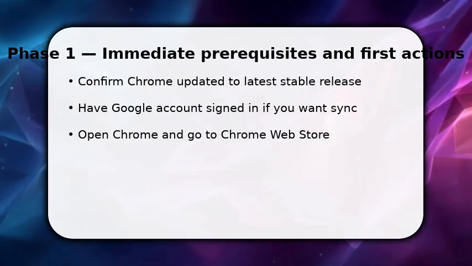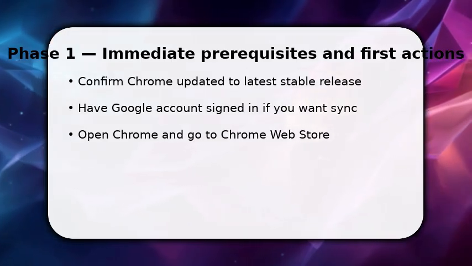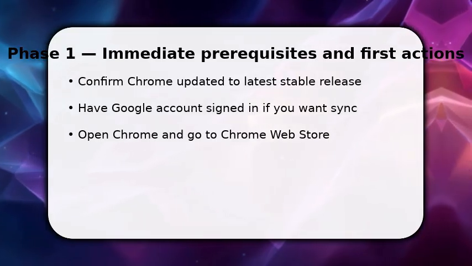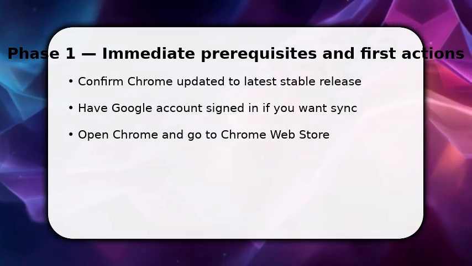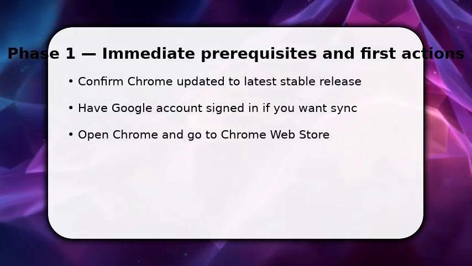You start by making sure Chrome is up to date. That reduces compatibility issues. Once done, sign into your Google account if you want extensions to sync across devices. Now open Chrome and navigate to the Chrome Web Store. Use the address bar, type Chrome Web Store, and press Enter.